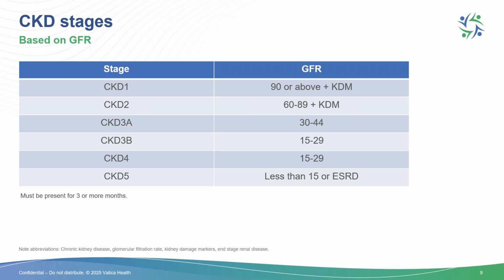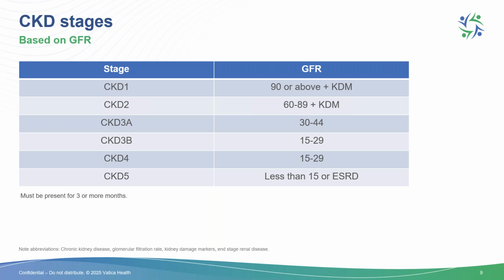So let's say that the GFR is 45 to 59, then it's definitely CKD. We say it's CKD 3A. If it's 30 to 44, it's CKD 3B. And if it's 15 to 29, it's CKD 4. And then if it's less than 15, it's CKD 5 or end-stage renal disease.